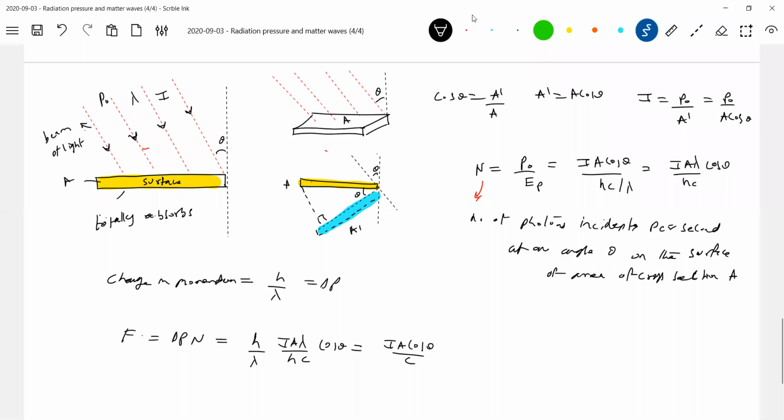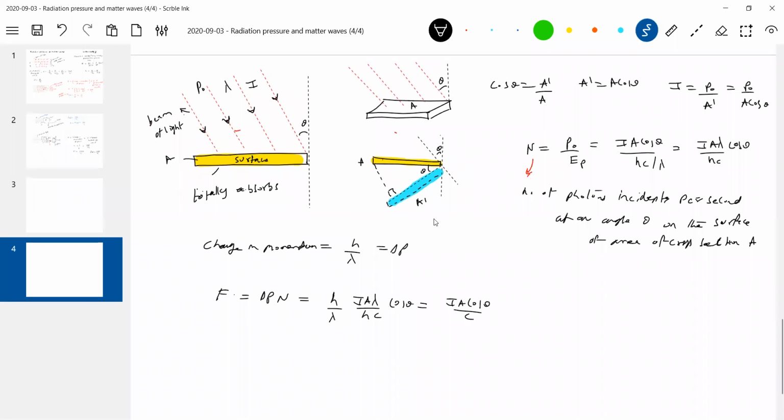How will this force act? I think we have to be a little bit alert. How will this force act? In the direction of the incident beam. This is something very important. So I'll show it here. This is the surface, and this force acts in the direction of the incident beam. So you have to show this force F in this direction.